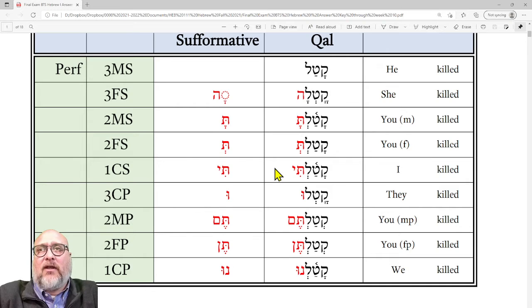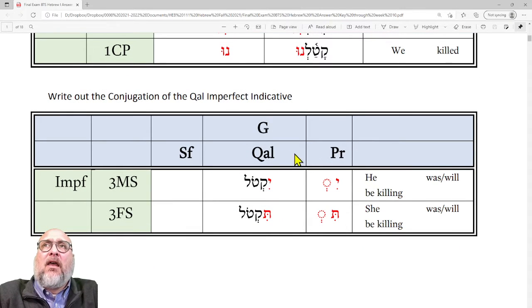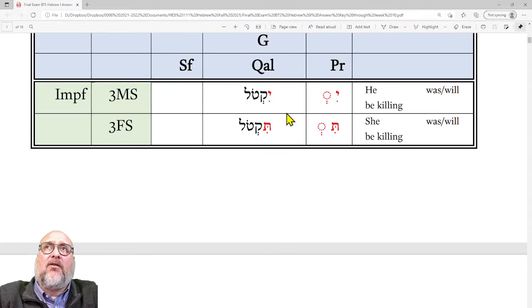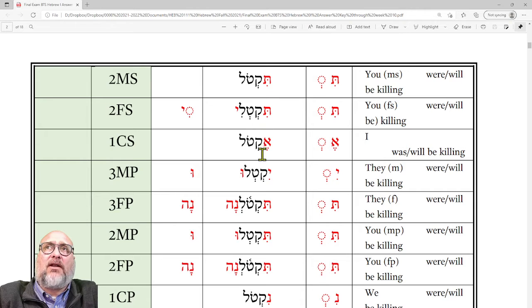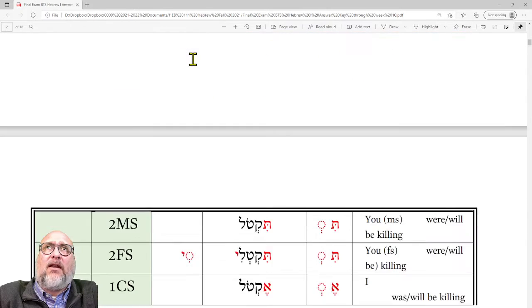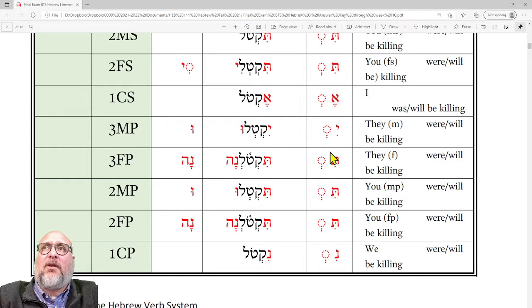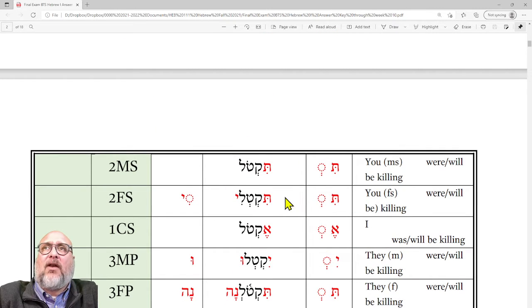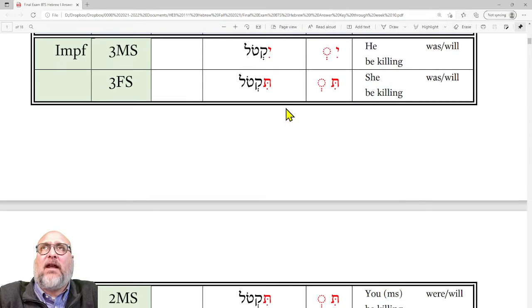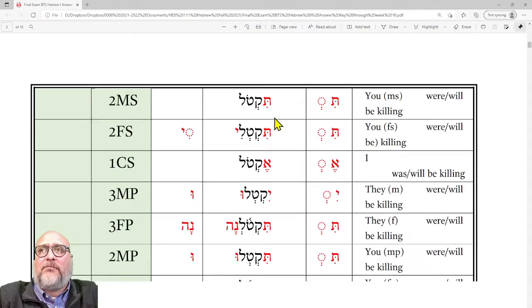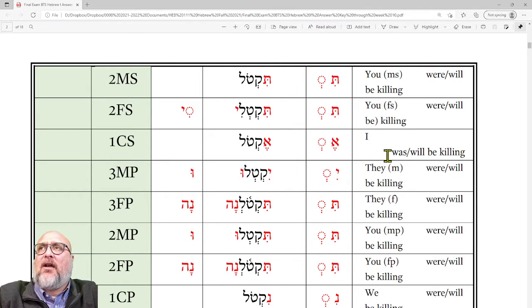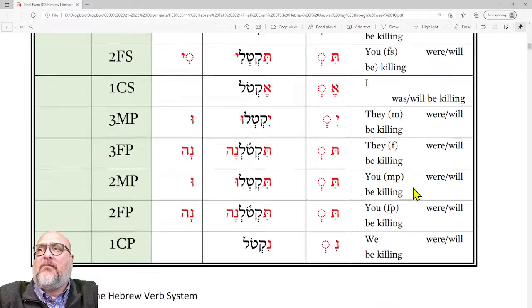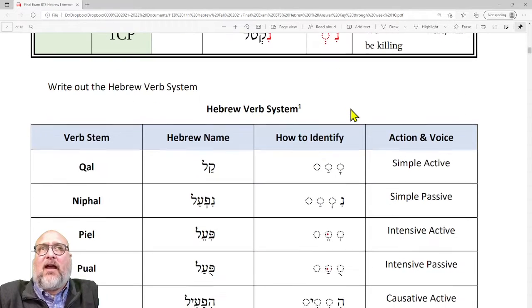Beyond the final, you need to be able to write out the conjugation of the Qal imperfect. So yiktol, tiktol, tiktol, tiktoli, ektol, yiktolu, tiktolna, tiktolu, tiktolna, niktol. Then I separated the subformative endings from the preformative endings, and when you put it all together, you get the form yiktol, etc. Sorry about the formatting mess up there. I'll try to fix that.